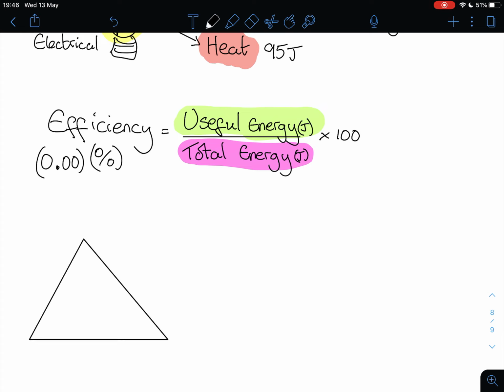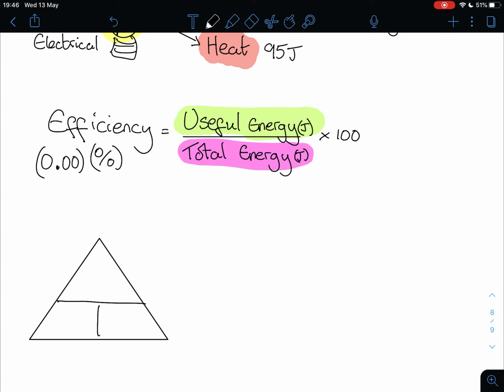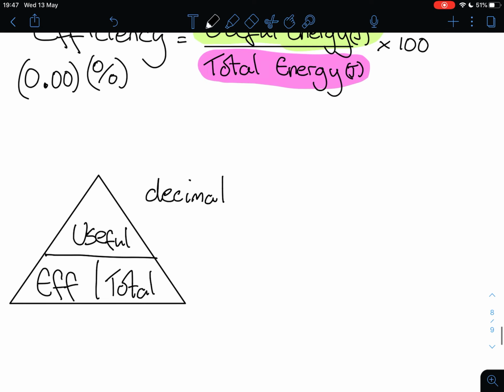So let's give it a go. See if we can make it fit. This time we're going to do it as a decimal. So we can put efficiency here, EFF, useful at the top, and total at the bottom. And we've just got to remember that this one will give us decimal answers. I'm not even going to try and squeeze that 100 in. You can fix that afterwards if you need to.